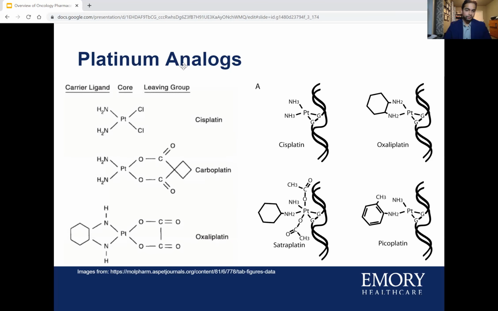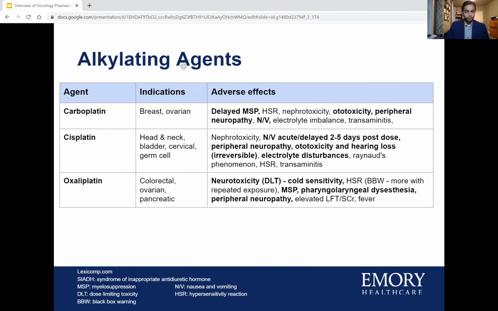So I gave platinum analogs their own special slides because even though they are under the class of alkylating agents, which is under the class of traditional chemotherapy, these drugs all have this special platinum moiety. And that's a key characteristic of these drugs because they'll all have this platinum group, but they'll also have different side chains, which affects where the drug will bind and some of the side effects we can expect with it. So cisplatin, carboplatin, oxaliplatin are the three main ones in common practice.